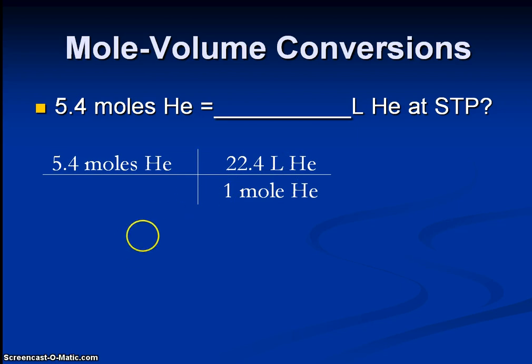And the conversion factor is that 1 mole is equal to 22.4 liters. So 1 needs to go with wherever you wrote mole, and 22.4 goes with the unit of liters. And then you just do the math. So 5.4 times 22.4 should be about 121. And this number, the 22.4, that's in your reference tables as well, so you don't need to memorize that.